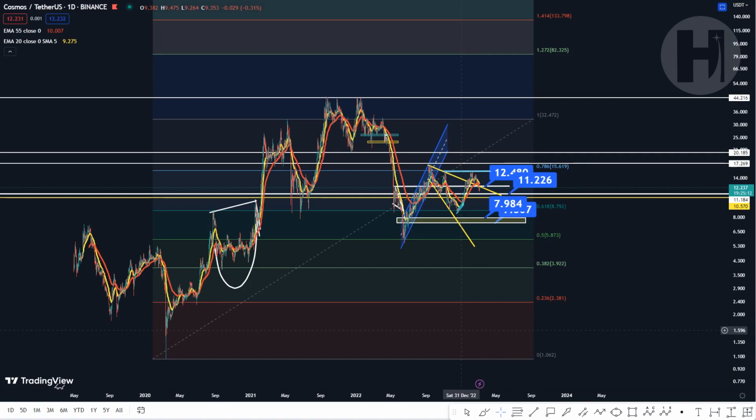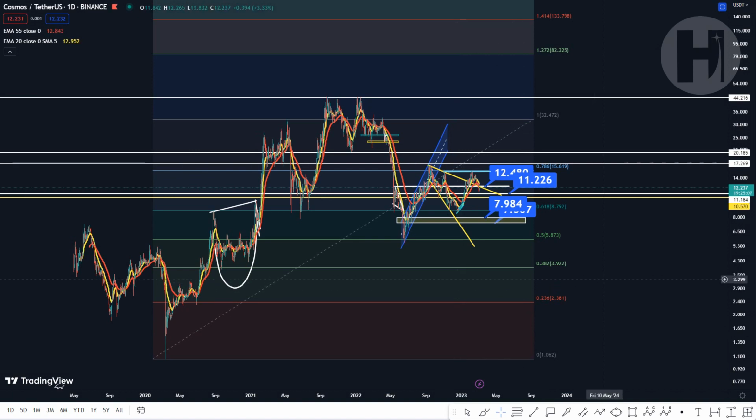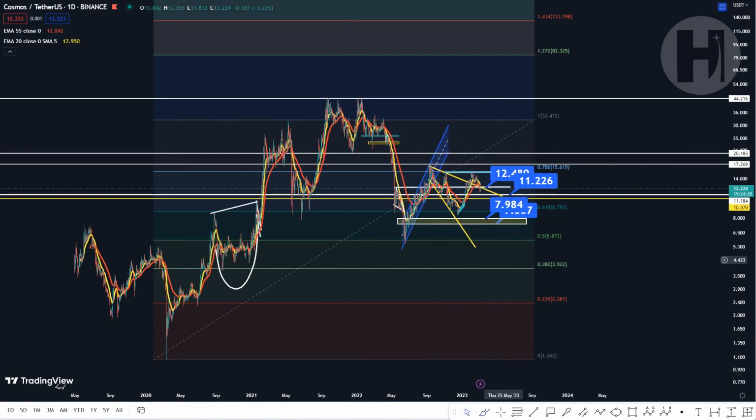Now, let's jump straight into the TA. Taking a look at the daily chart, we have the exact same Fibonacci retracement from the swing high in May 2021 and the swing low in March 2020. If you don't know how to use the Fibonacci retracement, make sure you check out the description. There's going to be a video linked where I explained how to use the Fibonacci retracement, how to set up support and resistance levels based on the Fib retracement. Assuming you have watched that, let's continue.